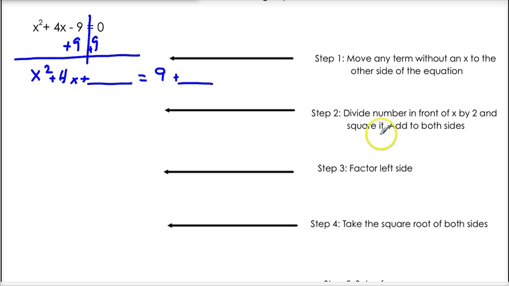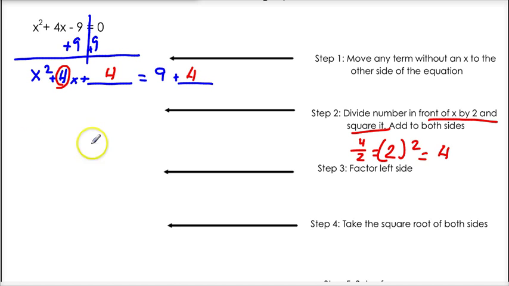We take our term in front of x, divide it by 2, and square it. So our term in front of x is 4. So it's 4 divided by 2, which is 2, and then we square it, which is 4 again. So we add that to both sides. Don't forget this. Just got to follow step by step. So now we get x squared plus 4x plus 4 is equal to 13. We're going to factor the left side now.